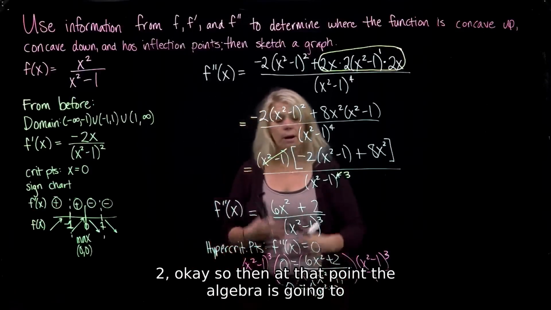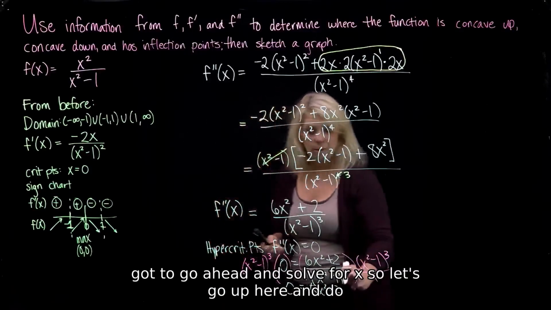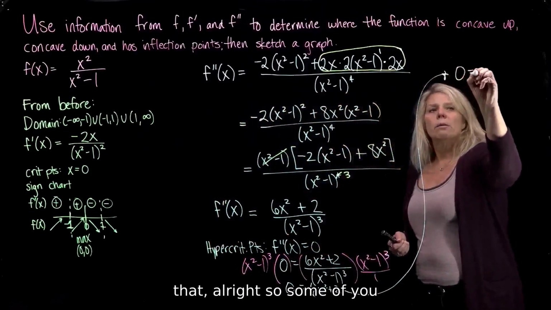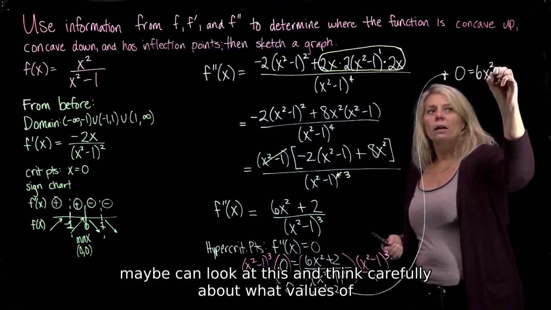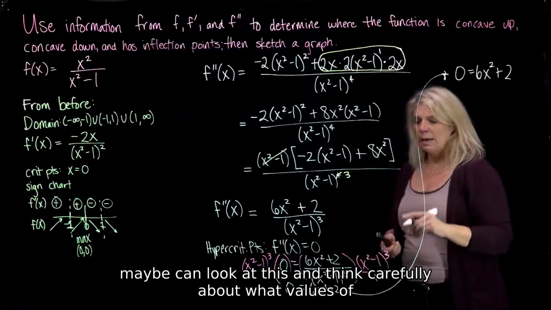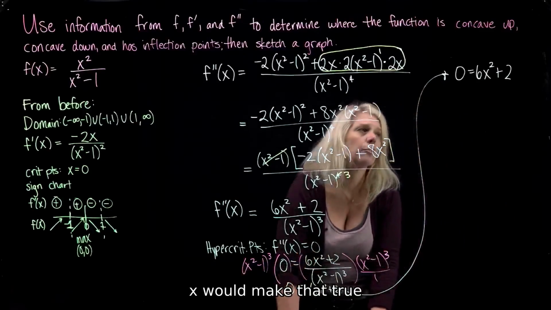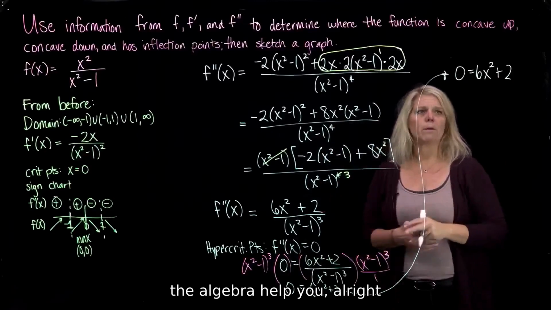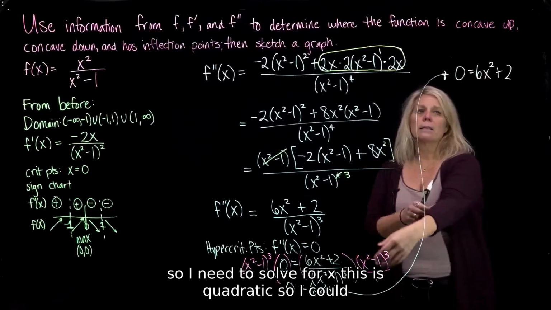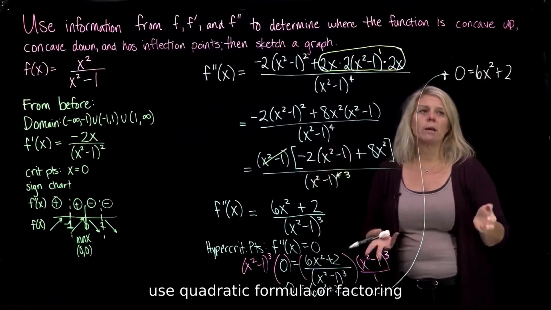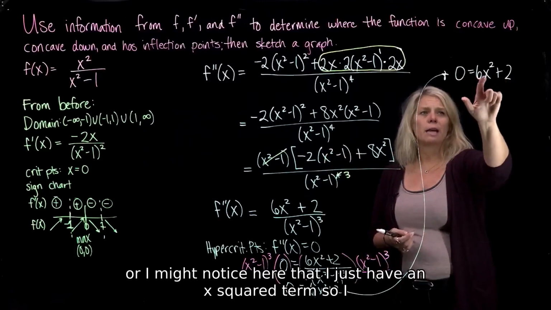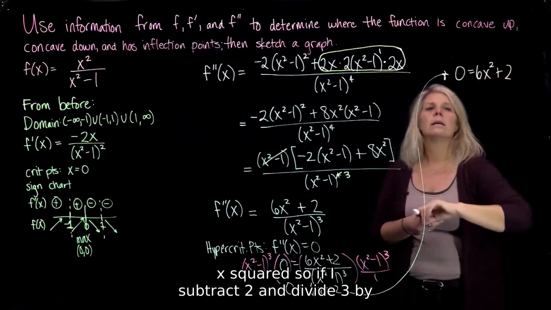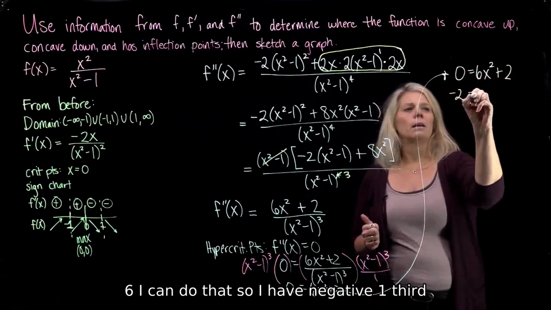Okay, so then at that point, the algebra is going to be different every time. You've got to go ahead and solve for x. So let's go up here and do that. All right, so some of you maybe can look at this and think carefully about what values of x would make that true and know what's going to happen here. But if not, you let the algebra help you. All right, so I need to solve for x. This is quadratic, so I could use quadratic formula or factoring. Or I might notice here that I just have an x squared term, so I just need to isolate the x squared. So if I subtract 2 and divide through by 6, I can do that.